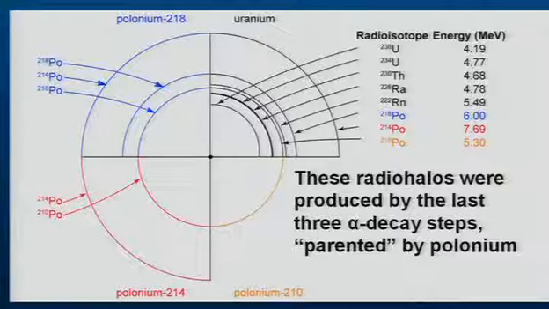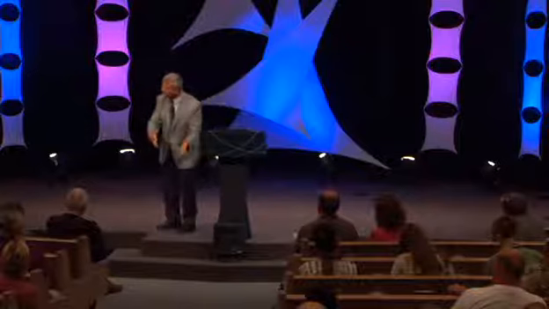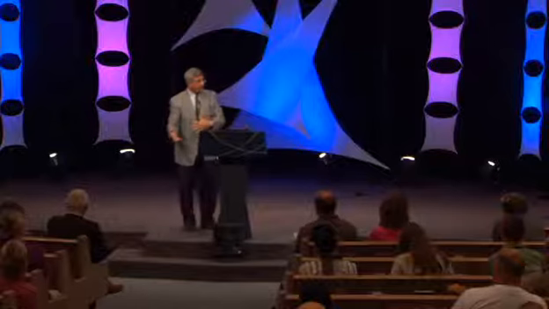Discovered by Marie Curie and named after her native Poland. It's a rare metal, and we can see it's the last three steps in the uranium decay chain. Now, we call it a polonium radiohalo because it's parented by polonium. We call a uranium radiohalo a uranium radiohalo because it's parented by uranium.